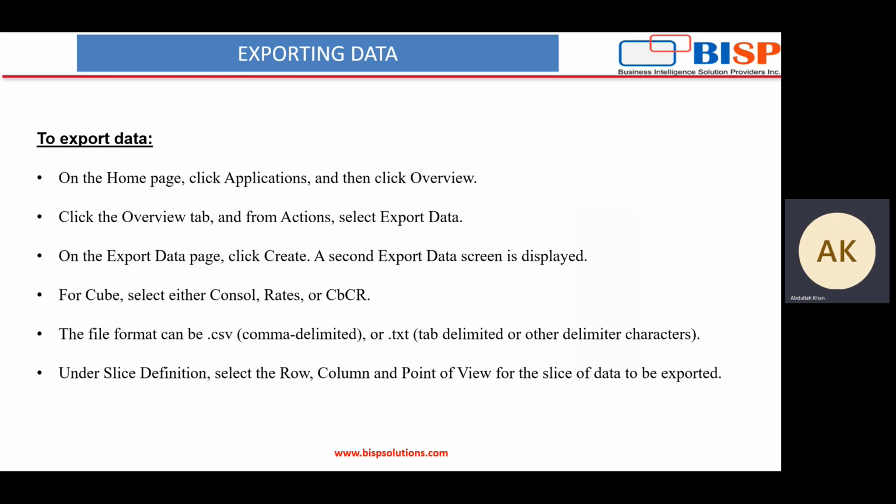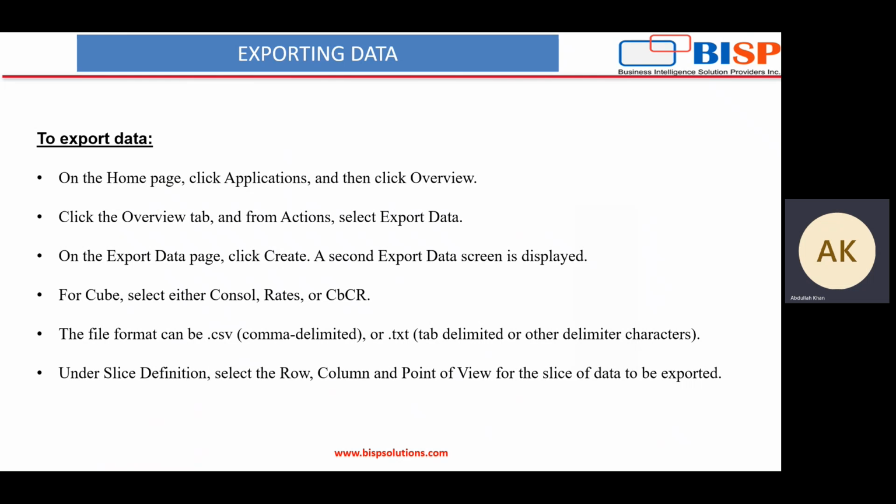First of all, we are going to see how we can export or extract data directly from the application. And then we will see how we can import data in TRCS. The steps to export the data from the TRCS application are: first we go to the home page, click applications and go to the overview card. Under overview, we get the option of export data under the actions icon.